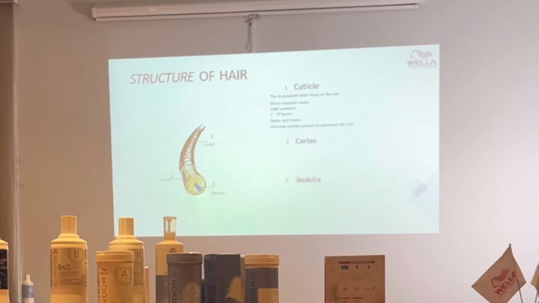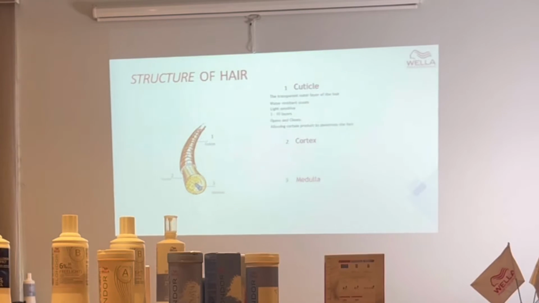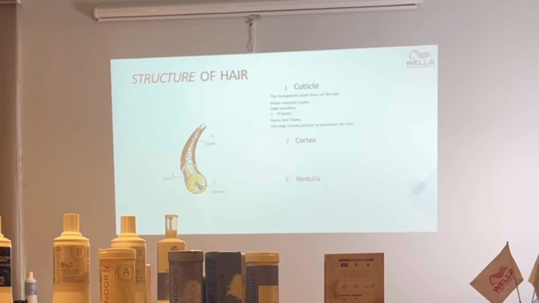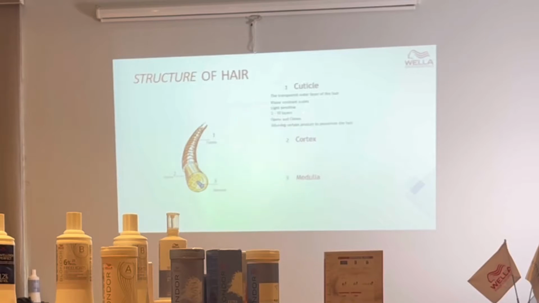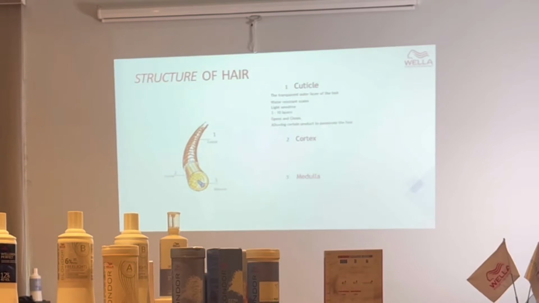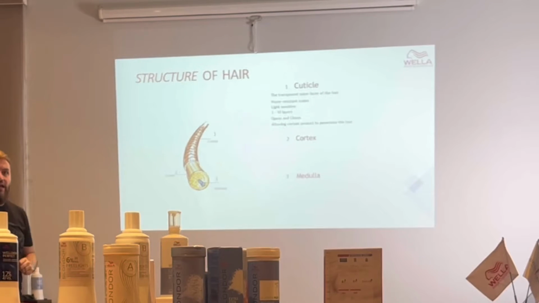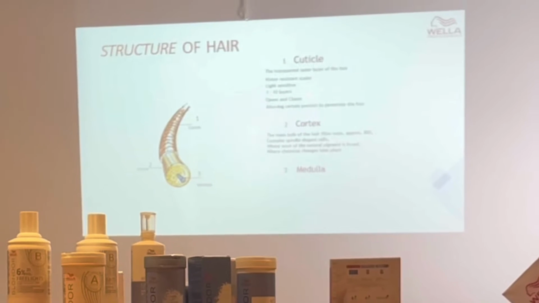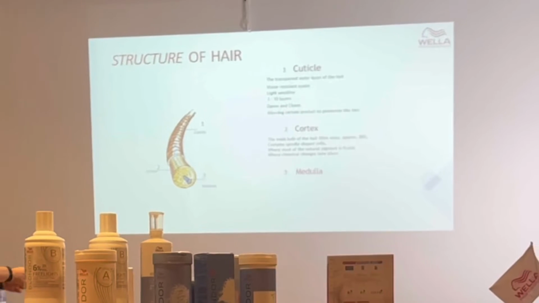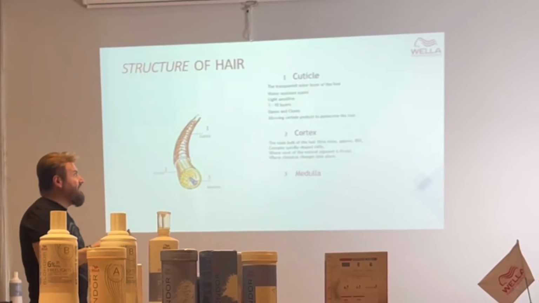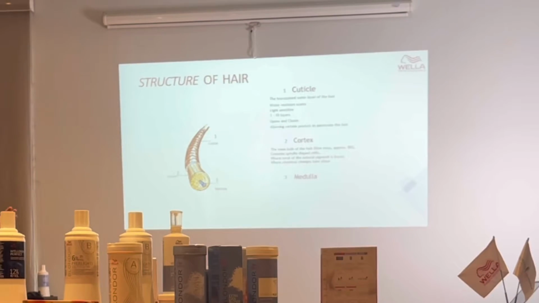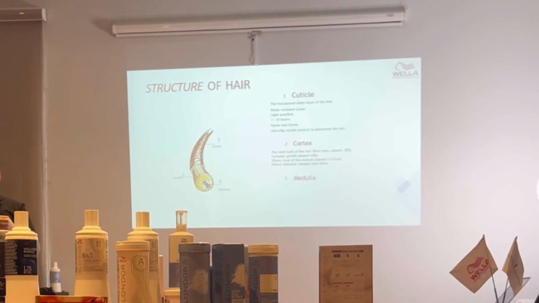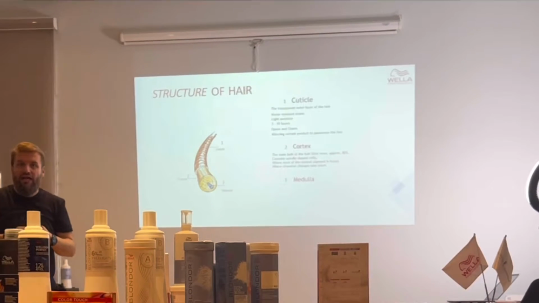The cuticle is a transparent outer layer of the hair, water resistant scale, light sensitive, 3 to 10 layers that open and close, allowing certain products to penetrate the hair. The cortex is the main bulk of the hair fiber mass, approximately 80%. It contains spindle-shaped cells where most of the natural treatments we can find inside, and where the chemicals change the hair color inside.